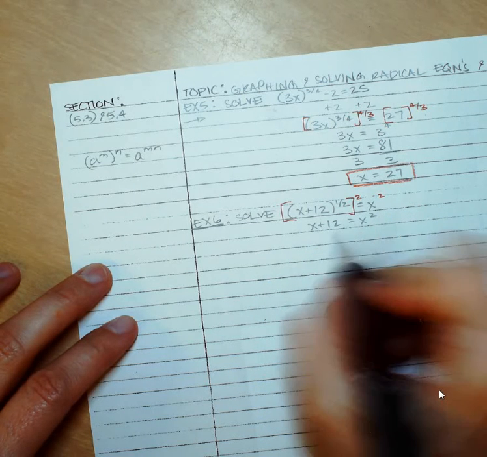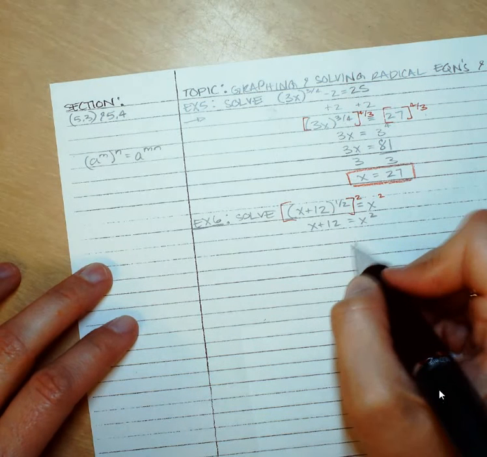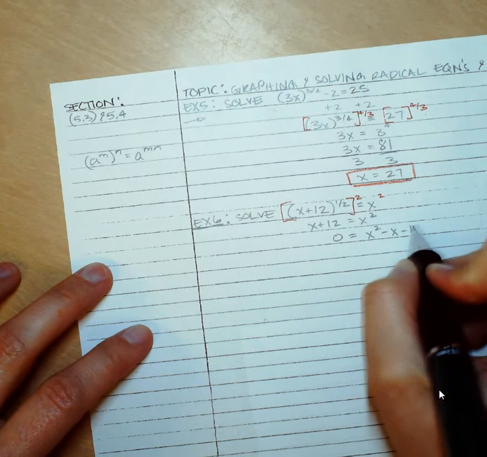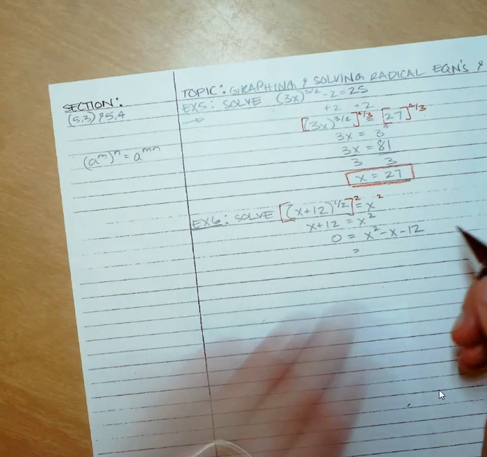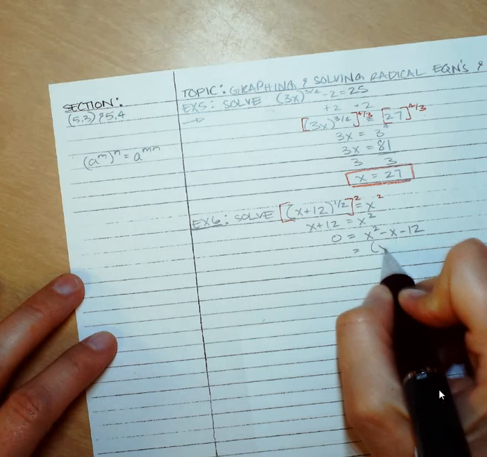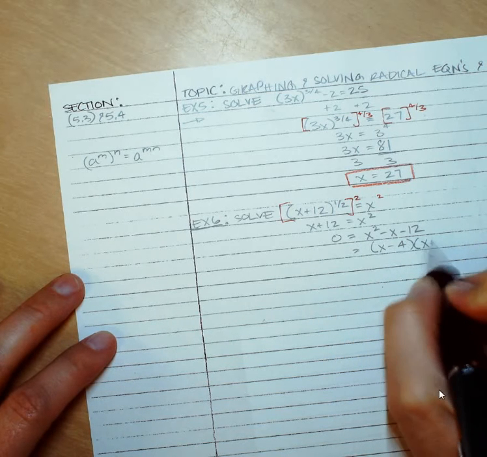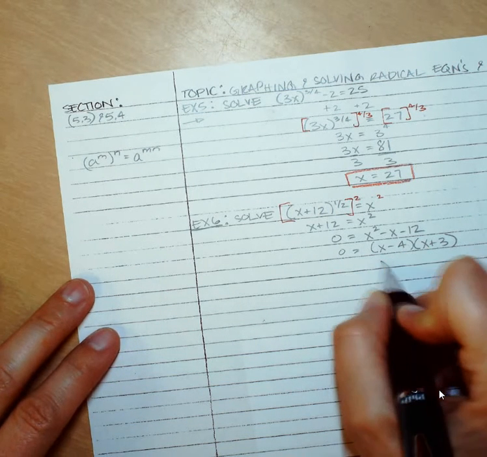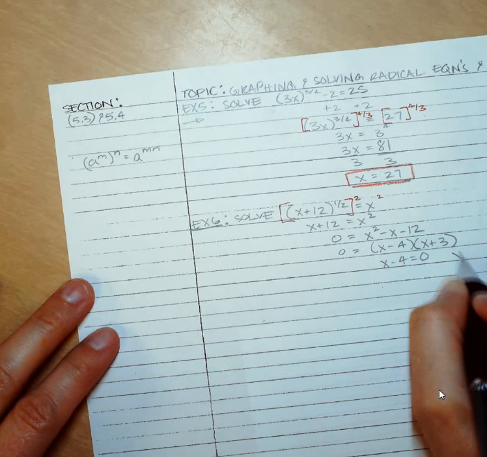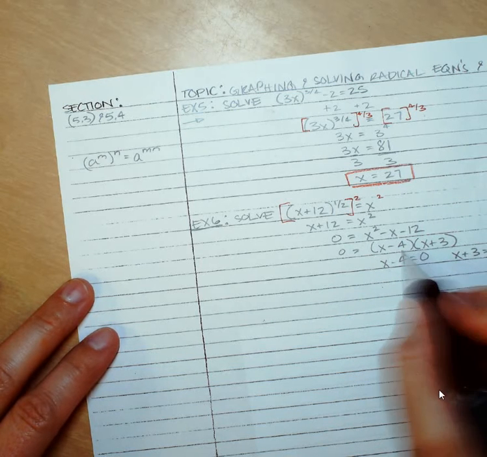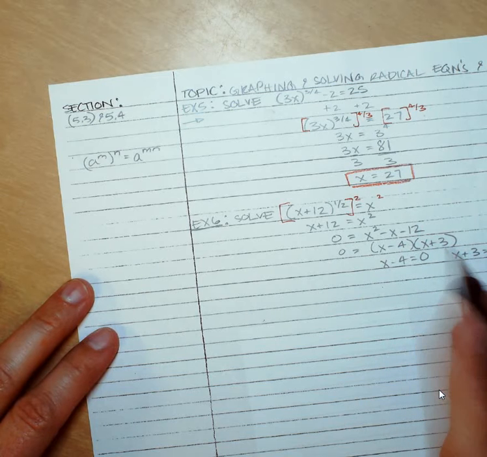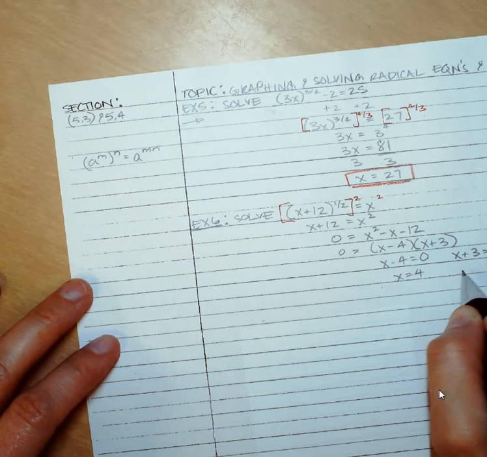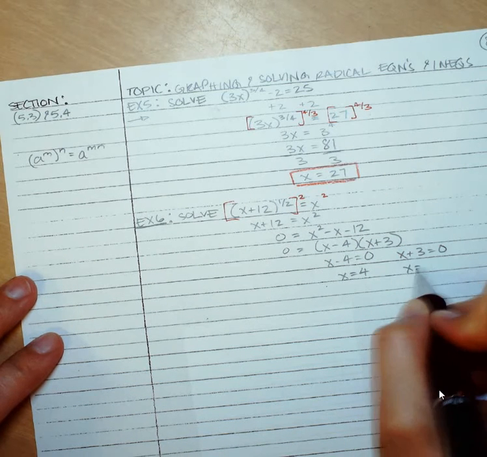I'll move this over because I perceive this is a trinomial that I might be able to factor, or worst case scenario, use the quadratic formula. So this looks like that it will factor as x minus 4 times x plus 3. And that means x minus 4 equals 0, or x plus 3 equals 0. Either way, you should be able to identify these as the x-intercepts and know that they change sign. So x equals 4 would be one point, and x equals negative 3 would be another x-intercept.